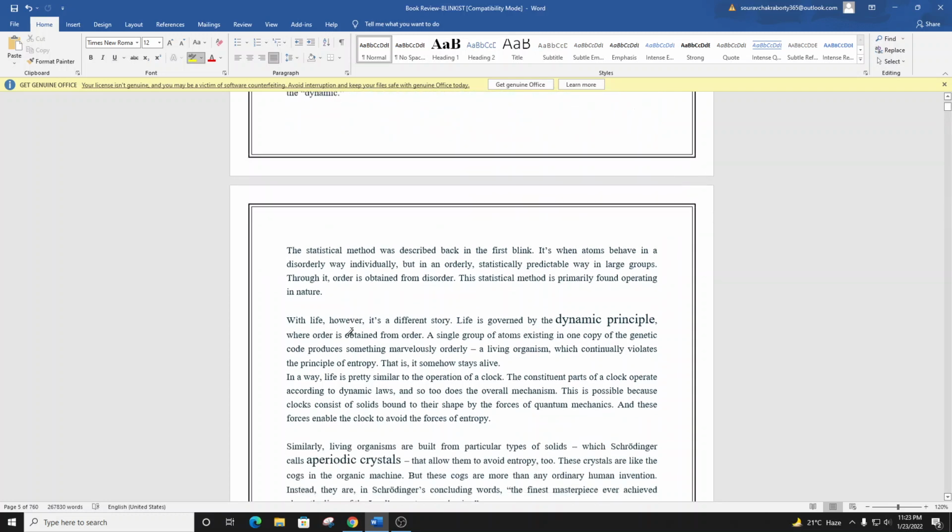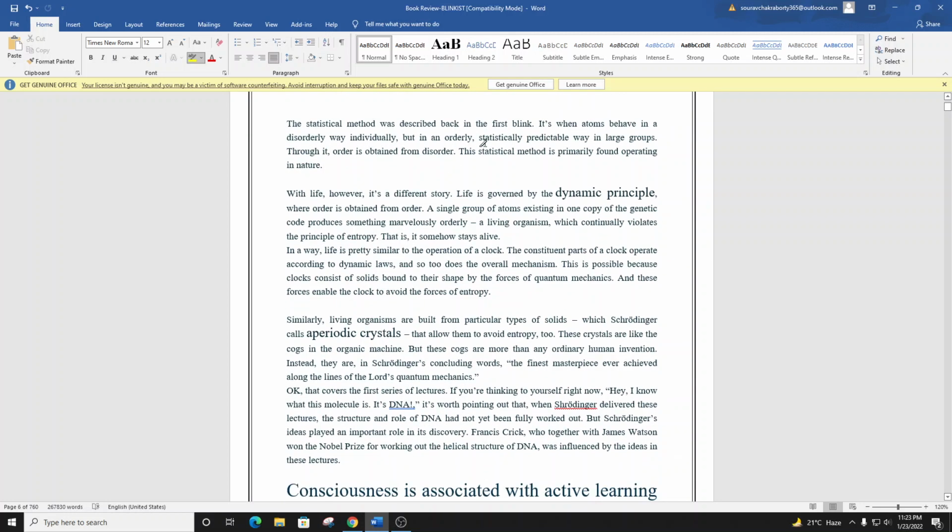The statistical method was described back in the first blink. It's when atoms behave in a disorderly way individually, but in an orderly, statistically predictable way in large groups. Through it, order is obtained from disorder. This statistical method is primarily found operating in nature.